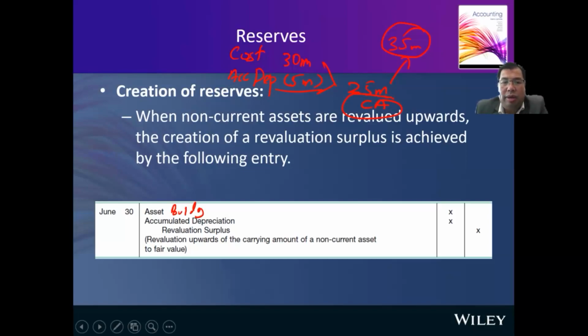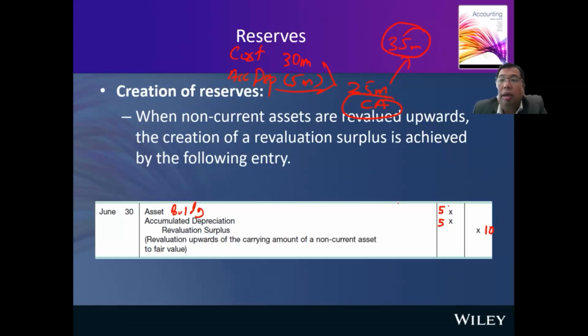So what you should do now is debit this account, accumulated depreciation. You're going to close that account by 5 million. I'm going to put my accumulated depreciation 5 million. Revaluation surplus, I'm going to add 10 million here. And the value of assets, I'm going to put another 5 million here. Value of asset increased by 10 million.